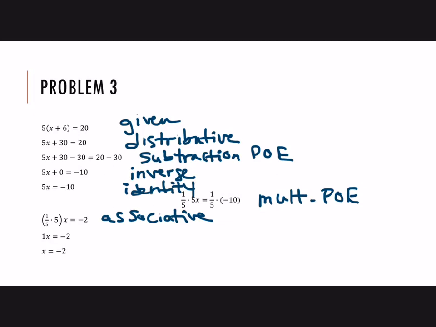And then the next one. 1/5 times 5 was replaced with a 1, and there are no other changes. So this is the inverse property. 1/5 times its inverse, 5, gives you the identity 1. And then finally 1x was replaced by an x. That's the only change. That is the identity property.